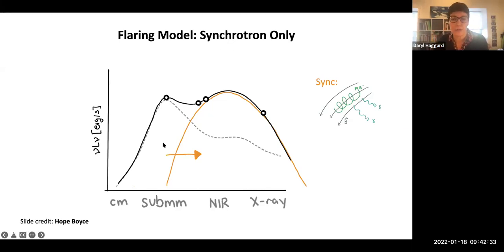So if we just have synchrotron emission, maybe we take the synchrotron component we had and add another component, or we push the whole synchrotron component up toward shorter wavelengths, higher energies, and we slightly shift our spectrum. So instead of having this infrared slope be falling, we see the infrared slope is rising. So this is one signature we could look for.